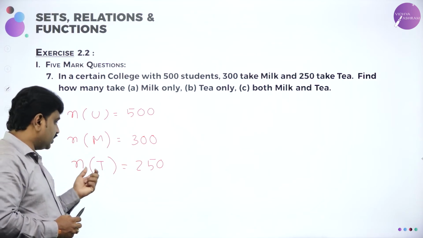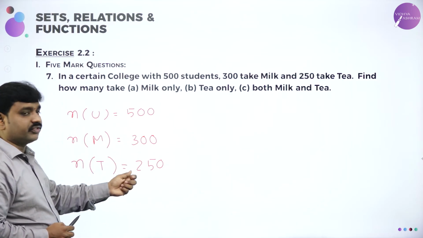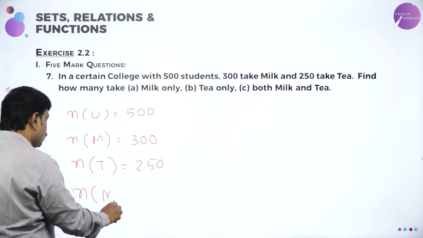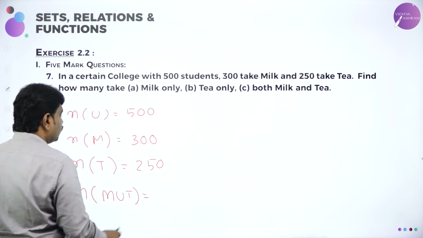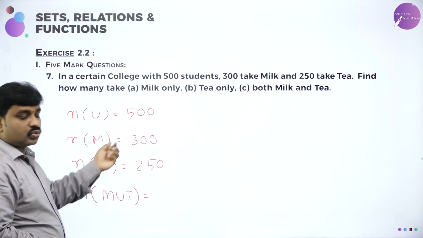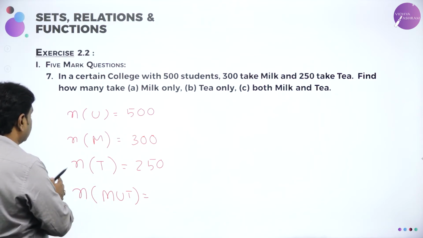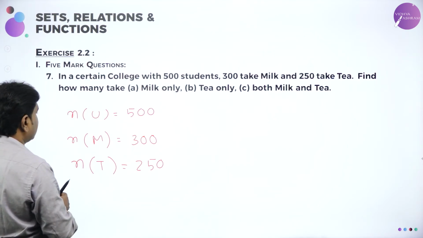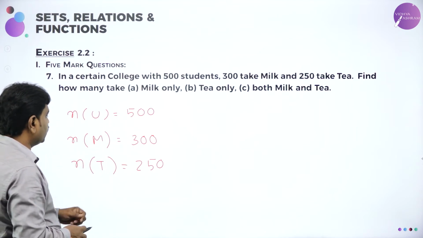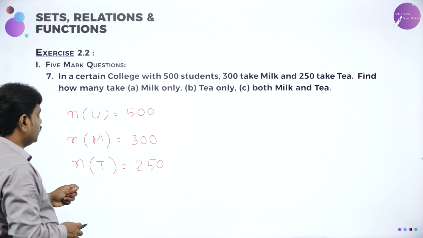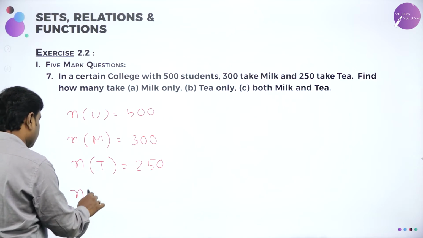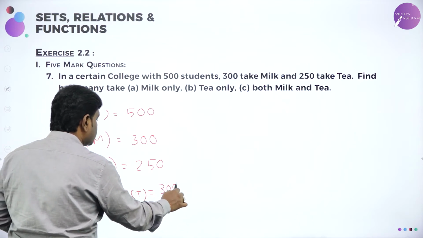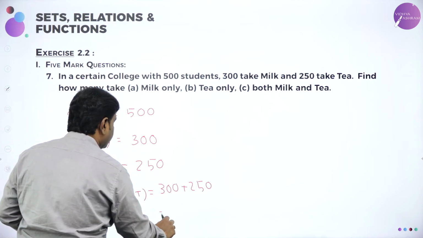Milk taking students, tea taking students. You can see, put together we have 550. Those who take any one of them means M union T. But in this, those who take both will also be there. So that's why I cannot take union. So now what I will do? Now we have the universal set. These two put together, N of M plus N of T, if I do that, I will get 300 plus 250, that is 550.